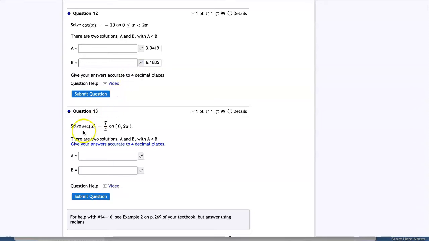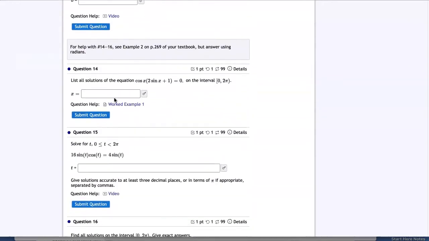And likewise, when you do a secant problem, you want to rewrite this as the cosine of x is equal to 4 over 7, and then you would use arc cosine or inverse cosine with 4 over 7 to get your first quadrant value, and then you would get your second quadrant value using the same methods as we used earlier.